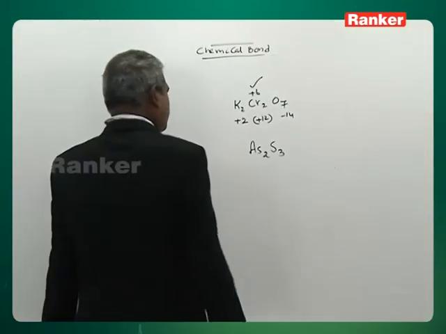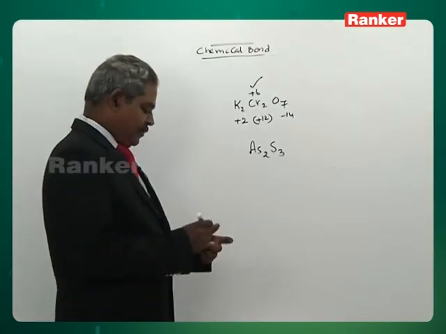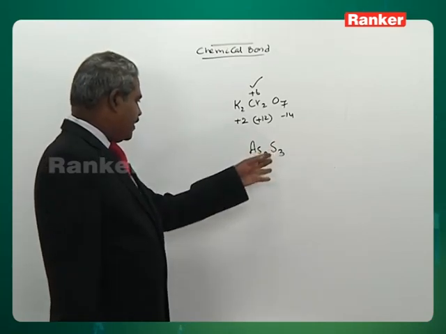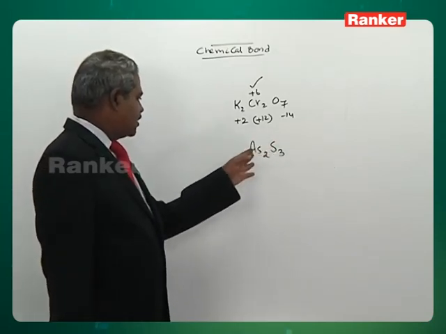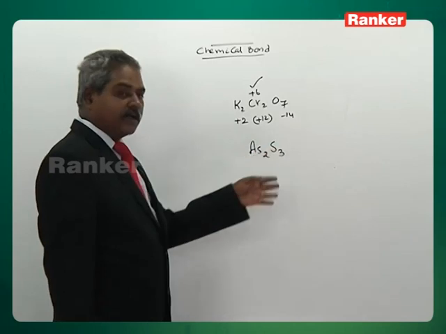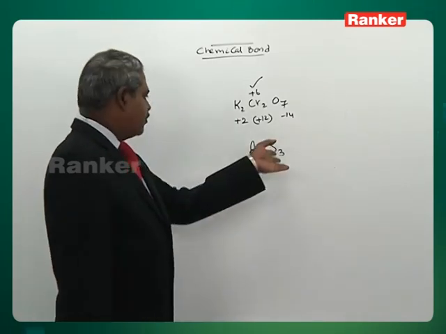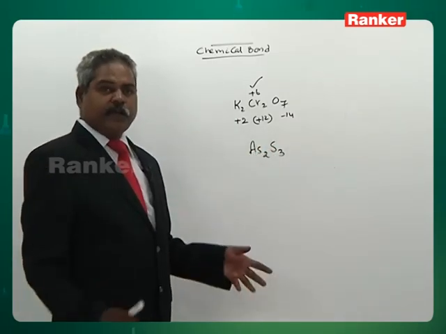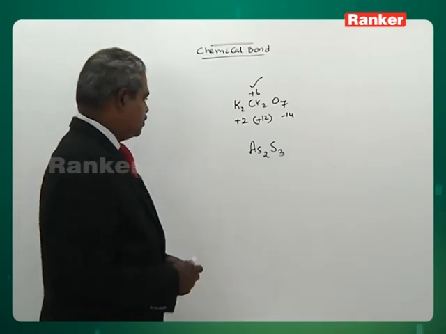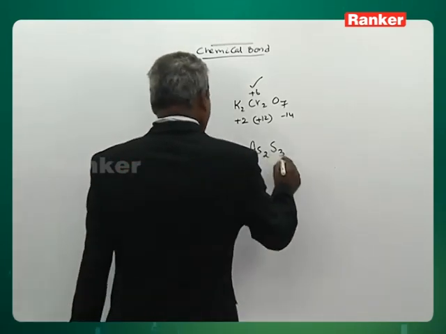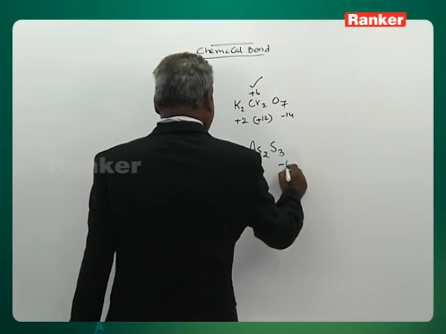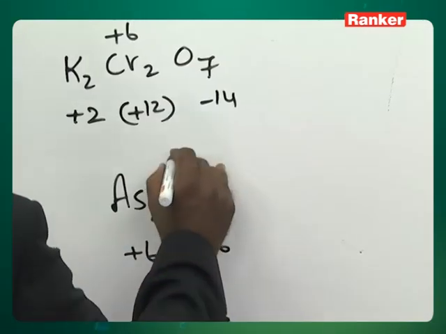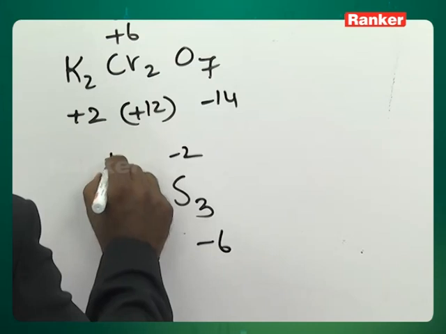As2S3. Once again, you do not have any fixed element, but this is a sulfide here between arsenic and sulfur. Arsenic is a half metal, sulfur is a non-metal. Who can be minus? Sulfur only can be minus. When sulfur is minus, it is generally minus 2. Therefore, you take minus 2 for sulfur, minus 6, plus 6. Each sulfur minus 2, each arsenic plus 3.